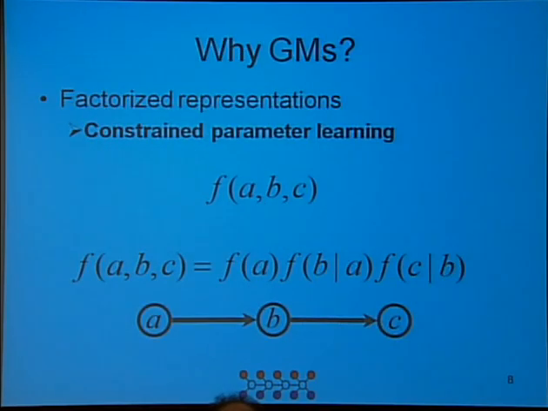So why would you want to use this? Well, factorized representations lead to constrained parameter learning. So if you have a function on 3 variables, you're learning a 3-dimensional table of parameters. If you're able to factorize it, you're learning a 1-dimensional table and 2 2-dimensional tables. So you have order of magnitude fewer parameters to learn.